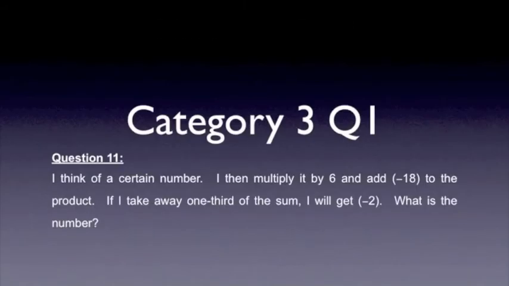Category 3, Question 1. I think of a certain number. I multiply it by 6 and add negative 18 to the product. If I take away 1/3 of the sum, I get negative 2. What's the number?